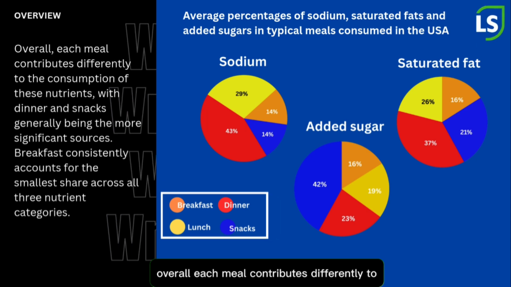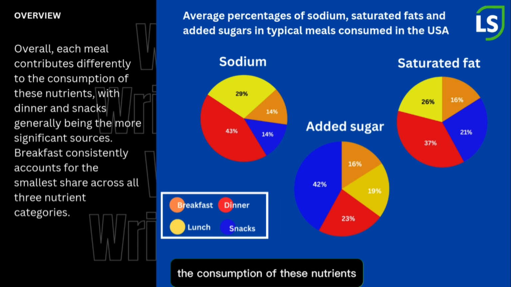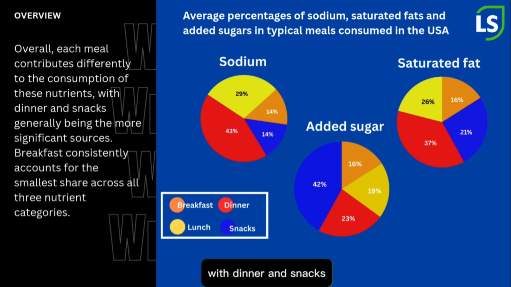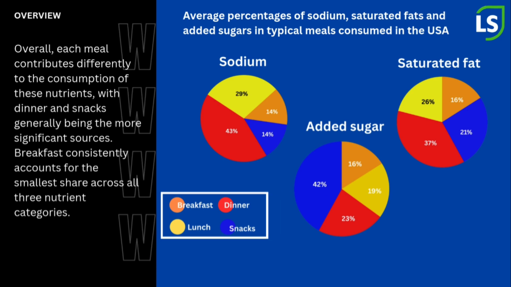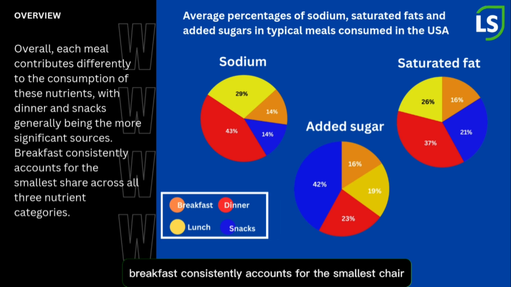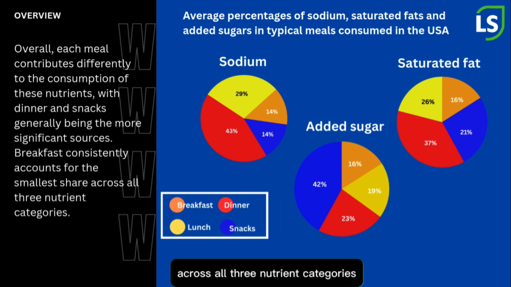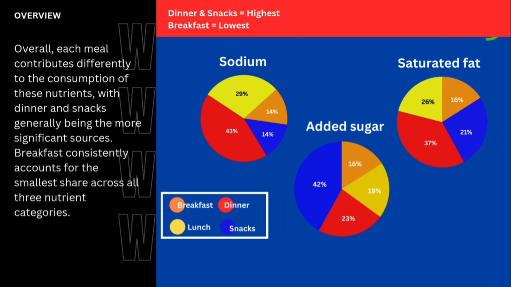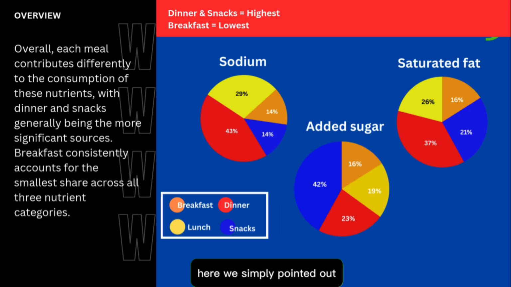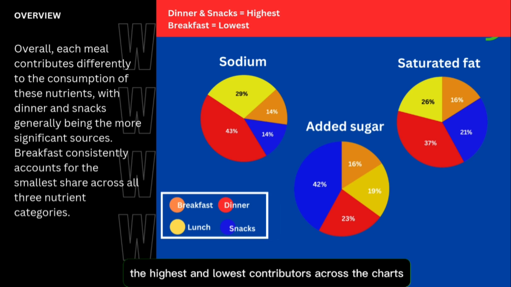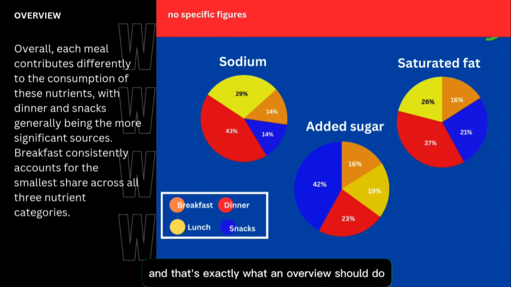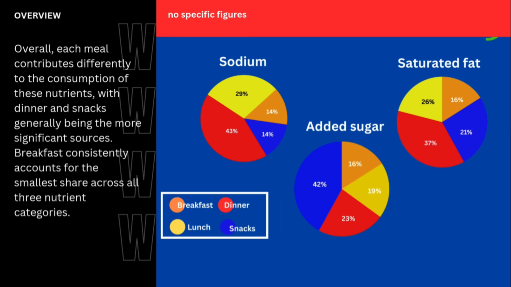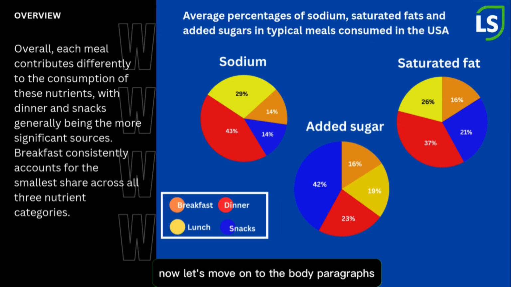Overall, each meal contributes differently to the consumption of these nutrients, with dinner and snacks generally being the more significant sources. Breakfast consistently accounts for the smallest share across all 3 nutrient categories. Here, we simply pointed out the highest and lowest contributors across the charts. It contains no specific figures, and that's exactly what an overview should do: concise and clear. Now, let's move on to the body paragraphs.